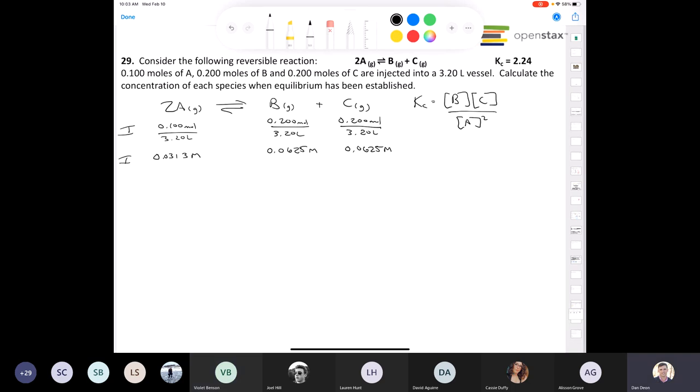So now we know what our Kc expression is. We know that Kc is equal to 2.24. We've got the initial everything set up. It's all ready to go. And everybody knows that we're going to have to either subtract 2x here, plus x here, plus x here, or what if it's plus 2x here and minus x there? How are we going to figure that out? I want to know, is this reaction going to shift to the left or the right? How would I determine that? Who could answer that for me?